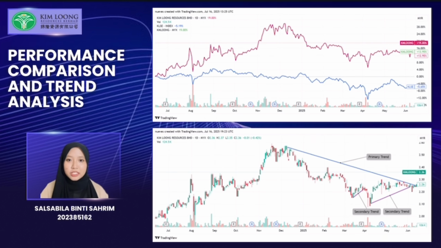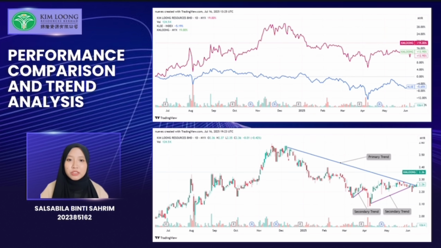So basically, the chart figure above is the performance comparison between Kim Long Resources Berhad and FTSE Bursa Malaysia KLCI. Based on the performance, KM Long recorded a positive 13.95% year-to-date gain, while the KLCI declined by negative 5.65% in the same period. This clearly shows that KM Long outperformed the KLCI benchmark. As you can see, KM Long's price trend consistently stayed above the KLCI's downward slope.